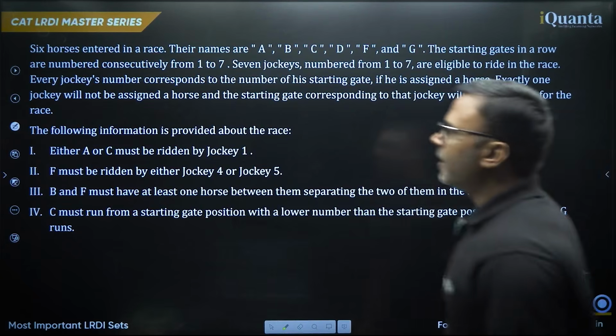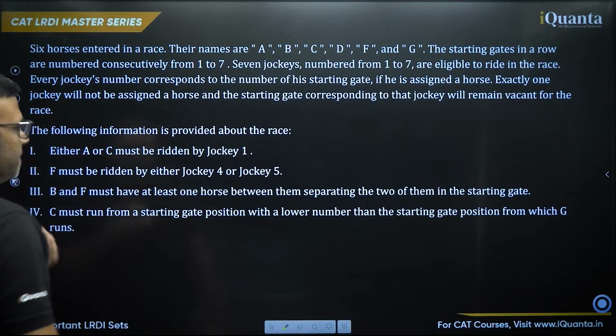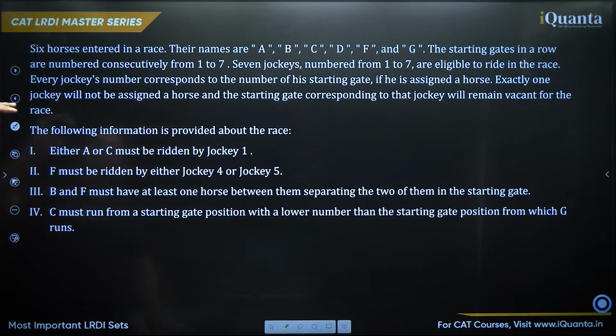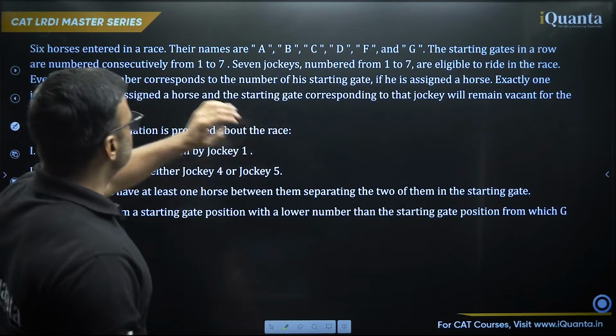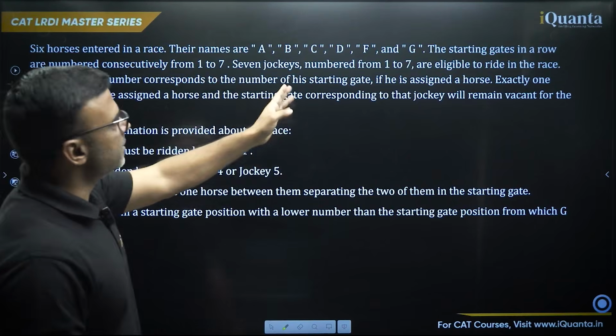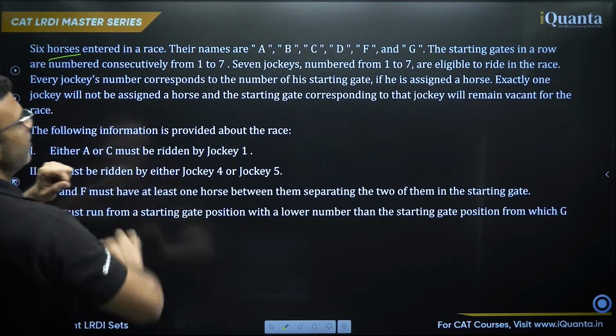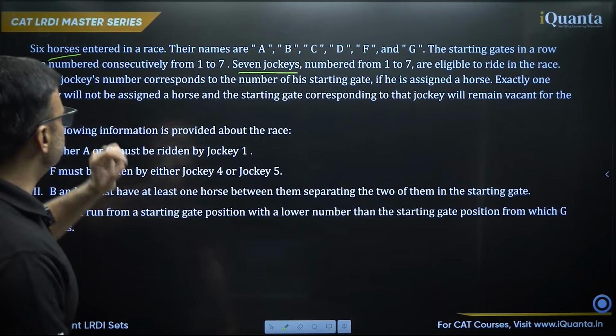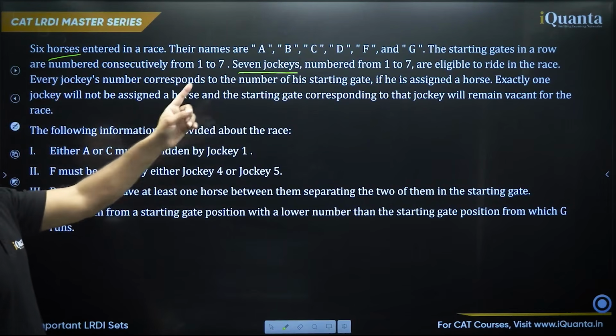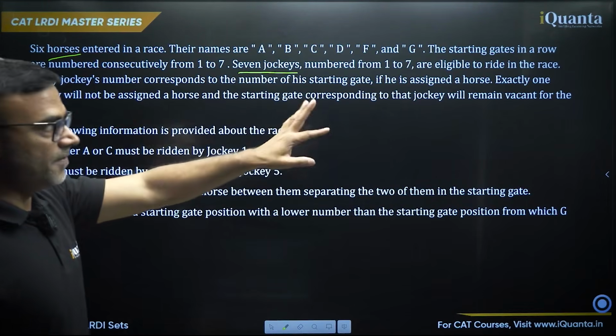Okay, so now that you are aware of the information that is given, this says 6 horses entered in a race, A, B, C, D the names, starting gates 1 to 7, 7 jockeys. So there are 6 horses, 7 jockeys are eligible to ride in the race. Every jockey's number corresponds to the number of his starting gate if he is assigned a horse.